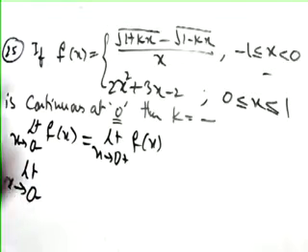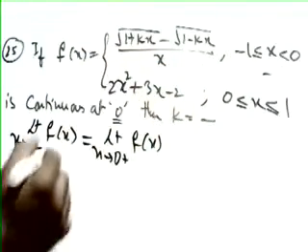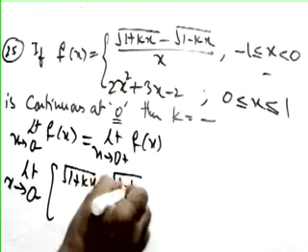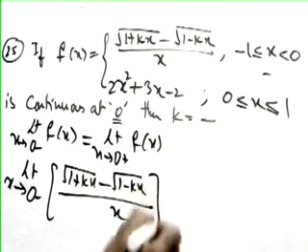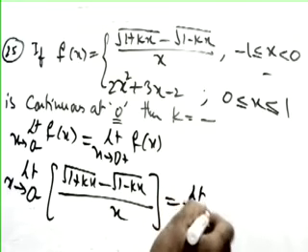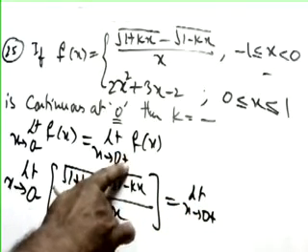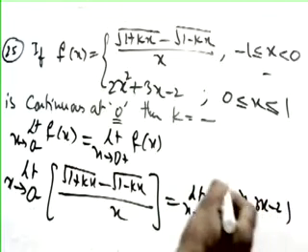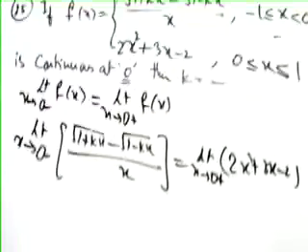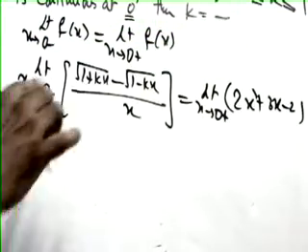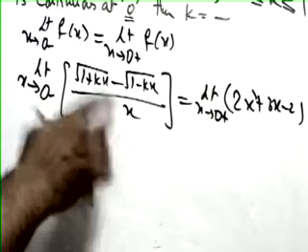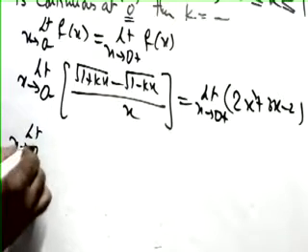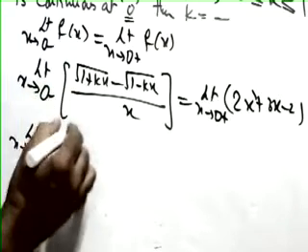So limit x tends to 0 minus means slightly less than 0, so we have to use this form for f of x: under root of 1 plus kx minus under root of 1 minus kx divided by x, equals limit x tends to 0 plus, slightly greater than 0. So let me use this form, 2x square plus 3x minus 2. Now on the left side, if we directly substitute 0, root 1 minus root 1 will be 0 by 0, an indeterminate form. For the indeterminate form, we differentiate and use the L'Hospital rule.